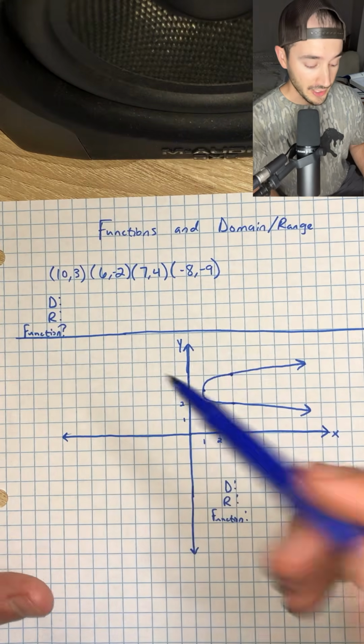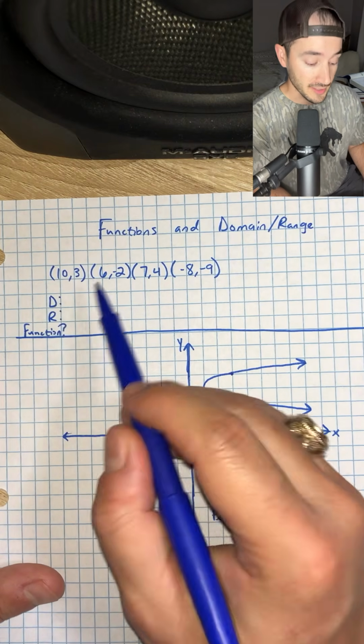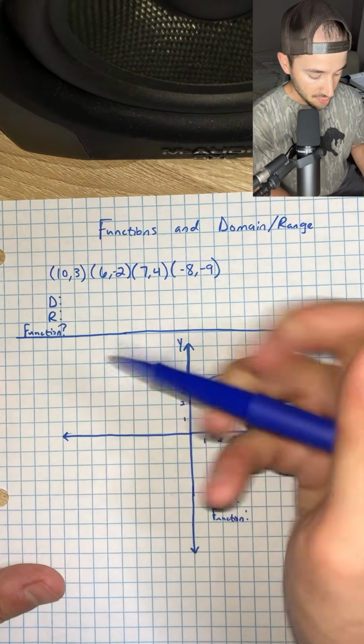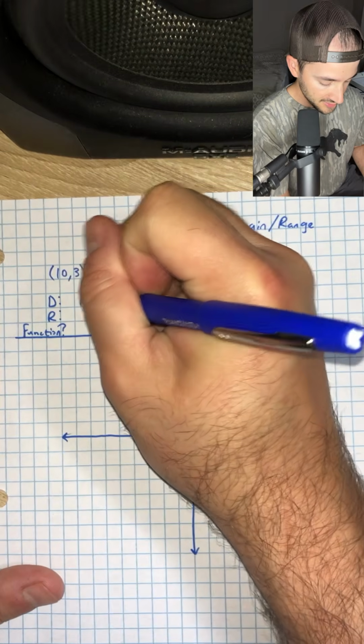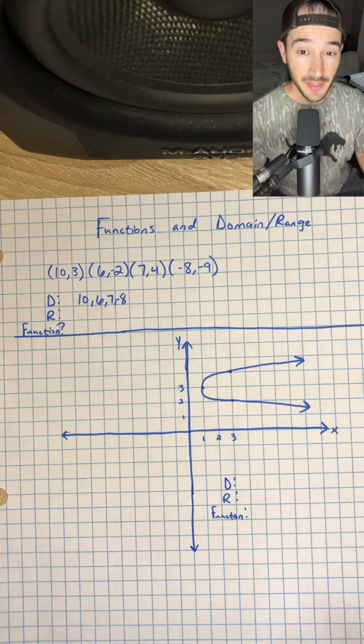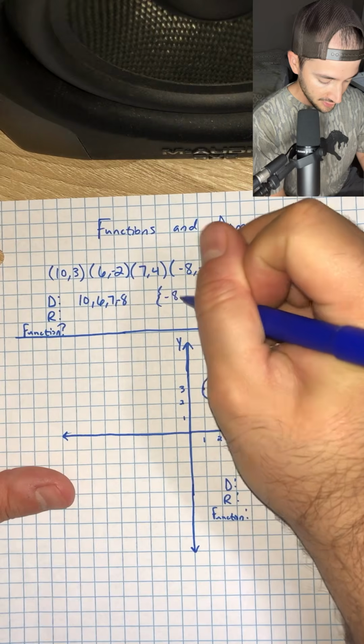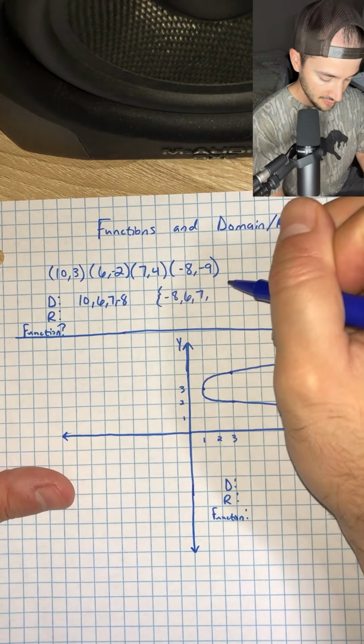So starting with domain and range, if we're given a set of ordered pairs, we know that the domain is all the x values, so our domain would just be 10, 6, 7, and -8. And if we wanted to be more accurate, we could write those from least to greatest, so it would be -8, 6, 7, and 10.